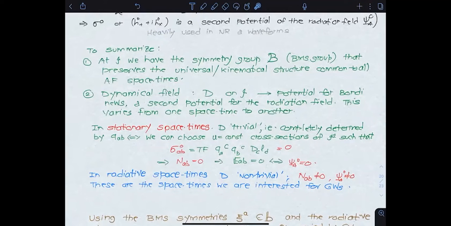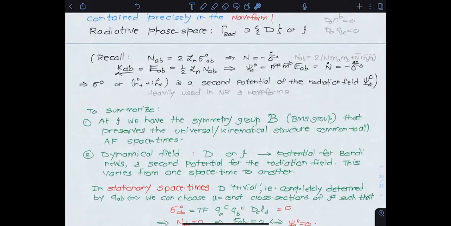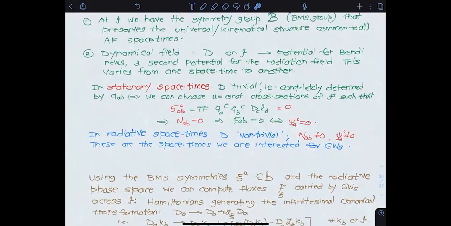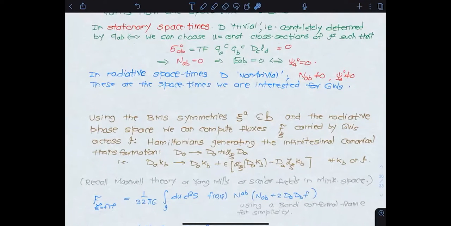And again, sigma equal to 0 means that the news is equal to 0, and it means psi 4 is equal to 0, because as we just saw, the news is given by sigma dot, and psi 4 is given by sigma bar double dot. And therefore, if sigma is equal to 0, all these quantities are 0, and there are no gravitational waves. But in a radiative space-time, we've got a different structure. The D has now non-trivial information. NAB is not equal to 0, psi 4 is not equal to 0, shear is not equal to 0. You cannot find cross sections such that shear is 0 everywhere on Scri.